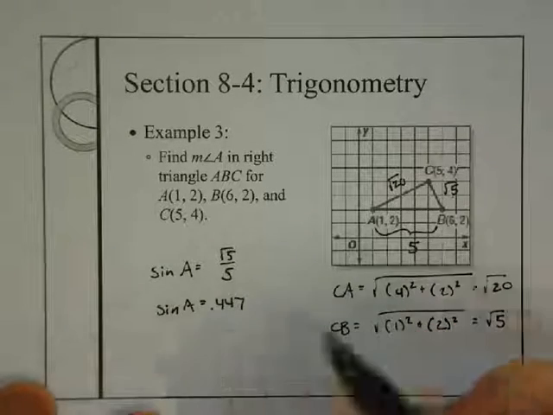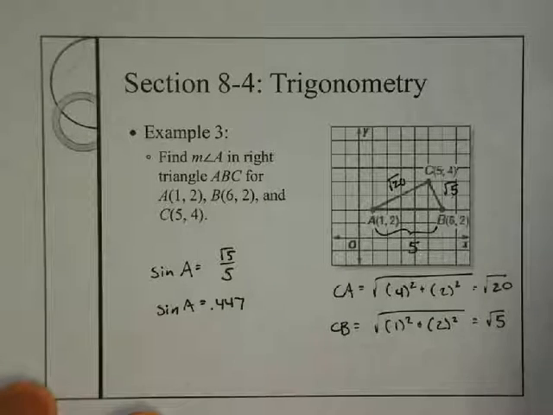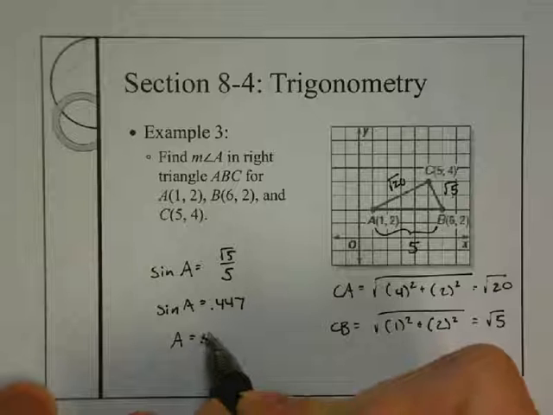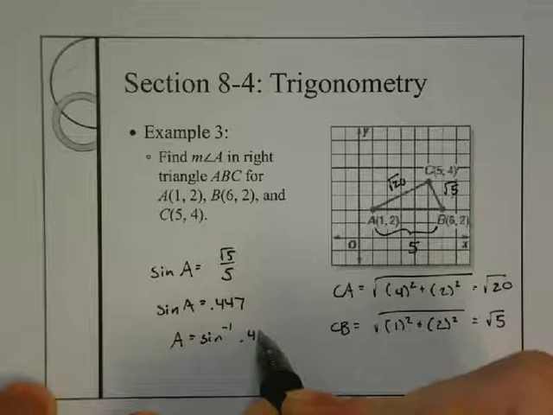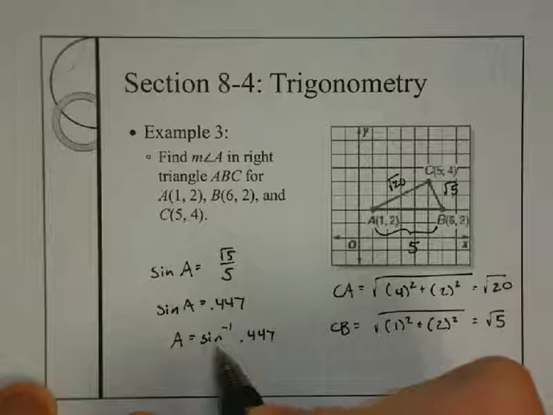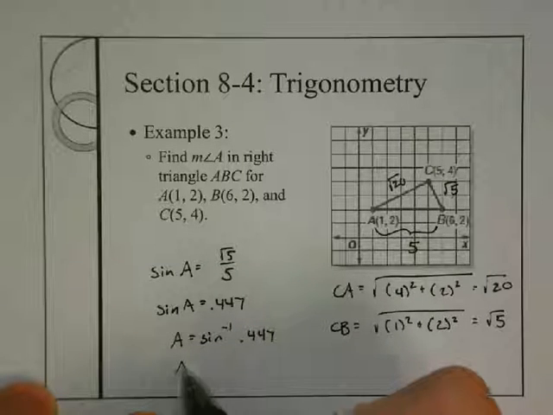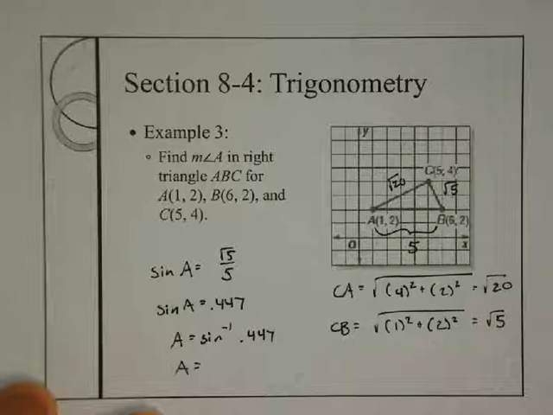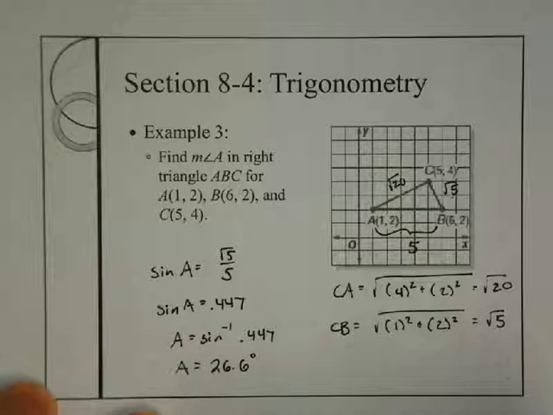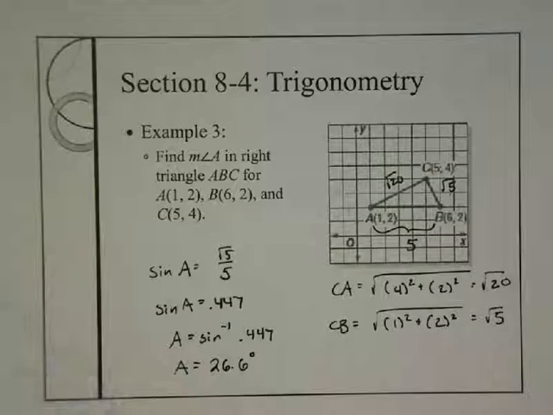Now this is where that inverse stuff from the previous slide comes in. When this sine moves across to get it away from the A, it becomes the inverse sine. And that's also the key on your calculator. You find it by pressing the second or the shift key and then pressing the sine key, and that'll spit out the answer. So the inverse sine of 0.447 is about 26.6 degrees. Don't forget your degree sign. And that is the end of the section.